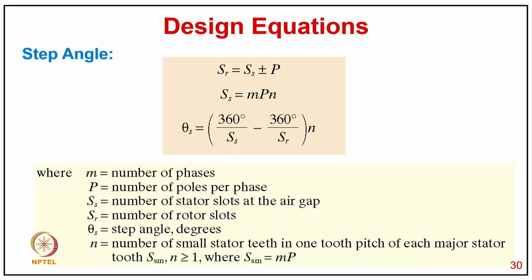And step angle, SR equal to SS plus minus B, and SS equal to MPN. So theta S equal to 360 upon SS minus 360 upon SR into N, where M is the number of phases, P is the number of poles per phase, and SS is the number of stator slots at the air gap. SR is the number of rotor slots, and theta S is the step angle in degrees, and N is the number of smallest teeth in one tooth pitch of each major stator tooth SSM, where small n is greater than 1, SSM is equal to MP.